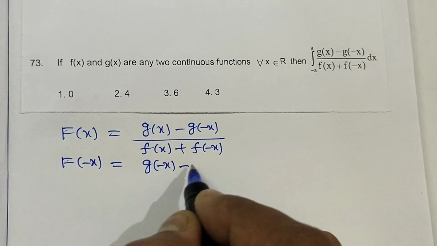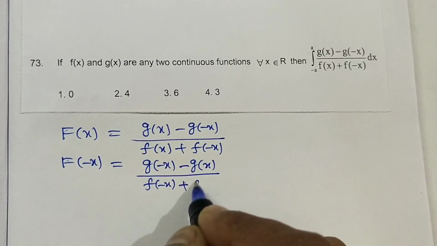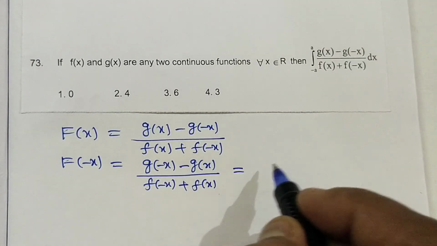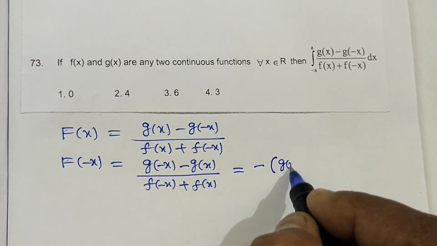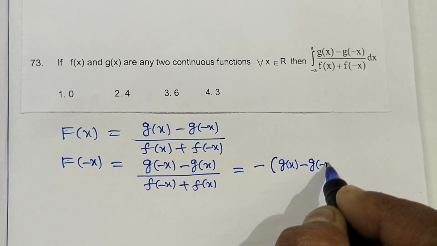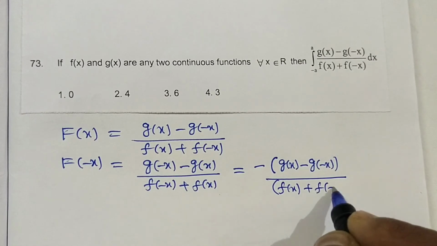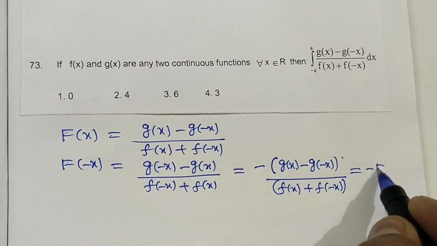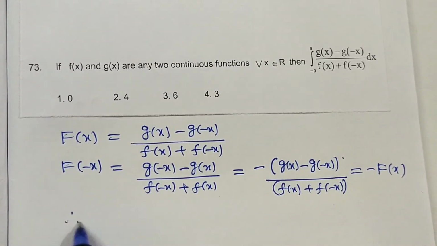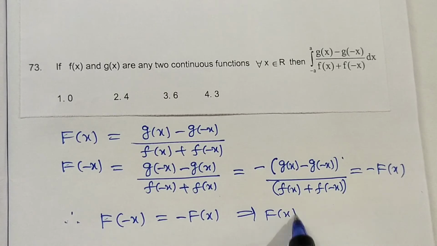So g of minus x minus g of plus x by f of minus x plus f of x. Minus, if you take common, you will get it as g of x minus g of minus x by f of x plus f of minus x. So absolutely it is an odd function. Therefore F of minus x is equal to minus F of x. So capital F of x is an odd function.